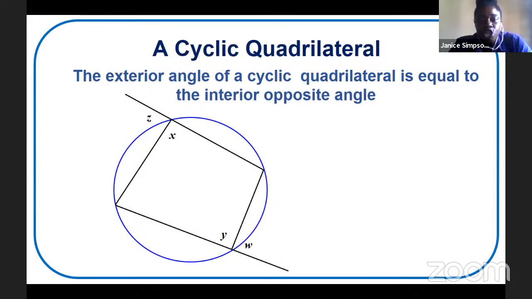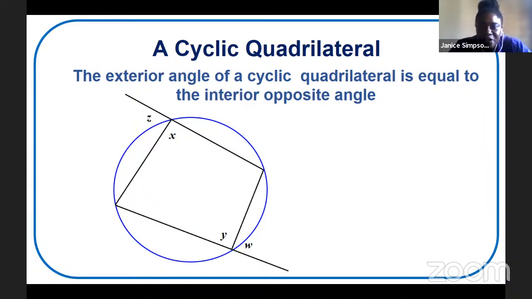So now we're going to look at the exterior angle of a cyclic quadrilateral. And here we're bringing in other properties that we would have looked at before. So we see that angle Z is exterior to angle X, and angle W is exterior to angle Y. Is there any property that you can identify that would help you to calculate the measure of an exterior angle?